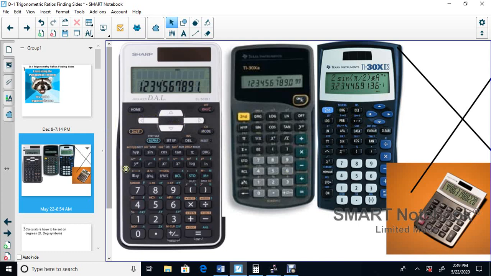And on this one here, there's also a DRG to switch it. It's a bit more complicated. If you push the little reset button, the default is degrees. DRG on this one can switch, but you have to use the second function to switch it. But the reset always puts it back into degrees.